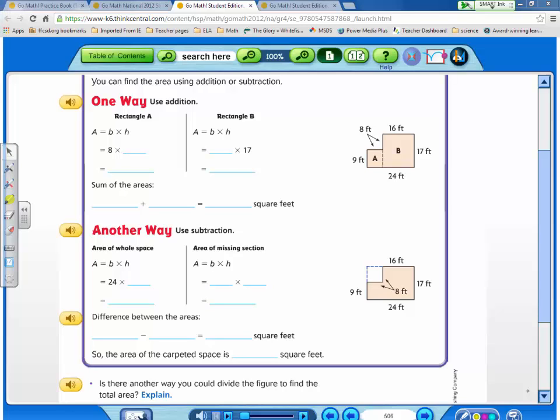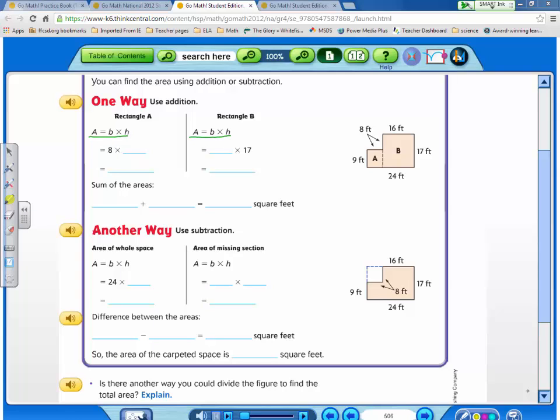Welcome to Go Math Lesson 13.3. Today we are finding the area of combined rectangles, or the area of an irregular shape. And remember, the biggest thing to remember is that we only know how to find the area of a rectangle at this point. And remember, a square is a rectangle, so that fits in with our formula. Yesterday we used area equals base times height, and we're going to use that again today.